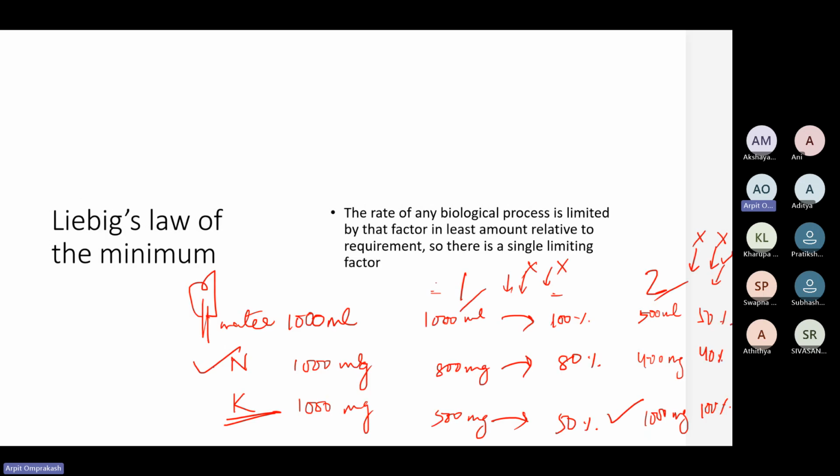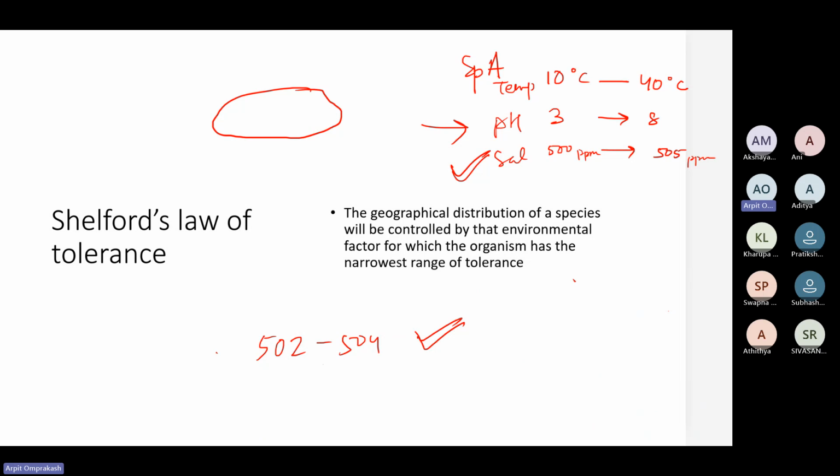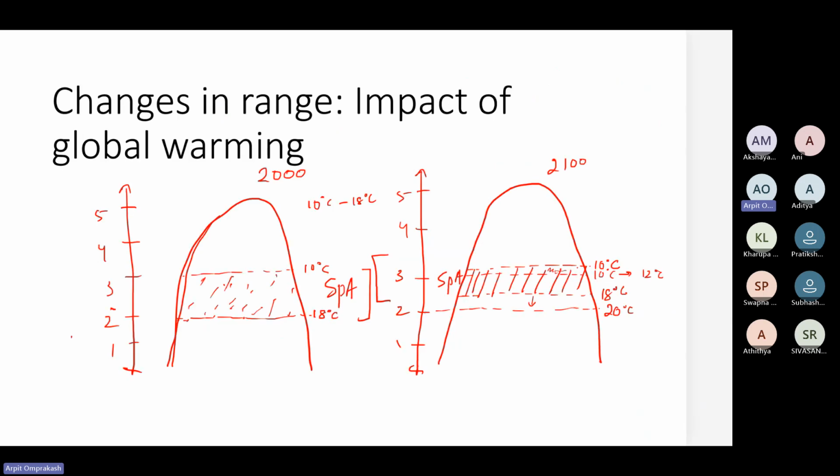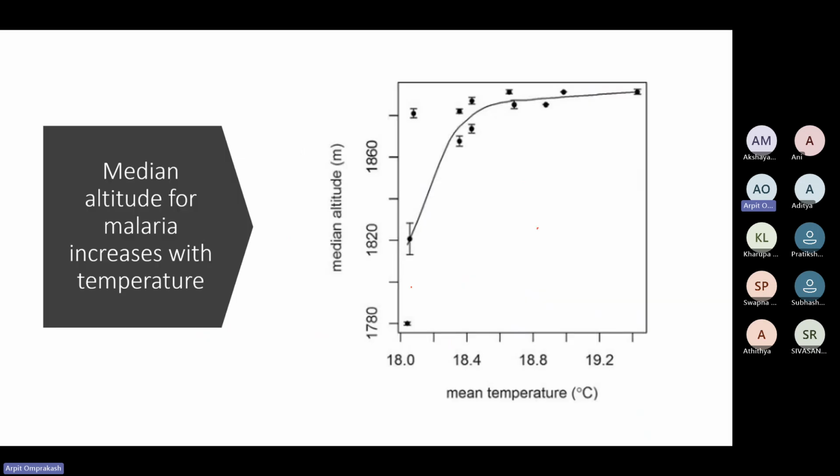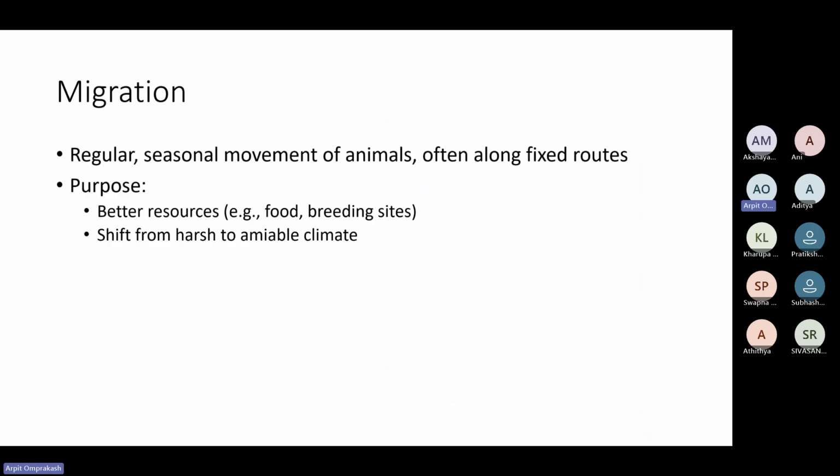We talked about Liebig's law of minimum, which states that there's always a single limiting factor. We talked about Shelford's law of tolerance, which says that the distribution is determined by the environmental factor for which the organism has the narrowest range of tolerance. We talked about the impact of global warming on range and distribution of organisms, and saw how, for malaria mosquitoes, the altitude at which they are found increases as the temperature increases.